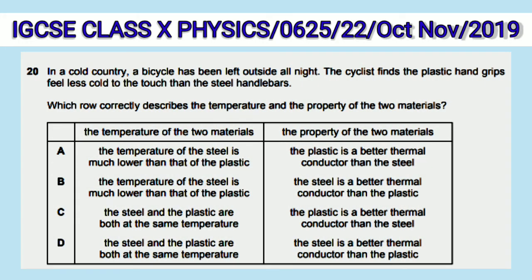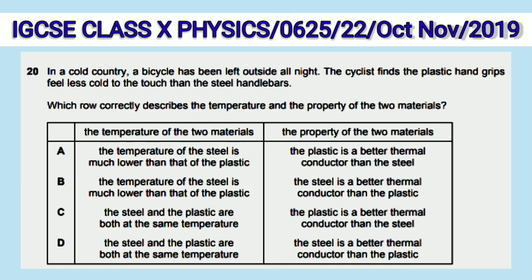In a cold country, a bicycle has been left outside all night. The cyclist finds plastic hand grips feel less cold to the touch than steel handbars. Which row correctly describes the temperature and property of the two materials? First, about the temperature of the two materials. The steel and plastic both are at the same temperature.